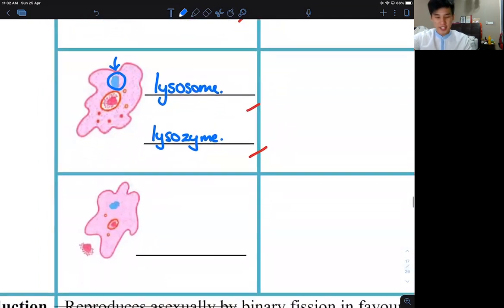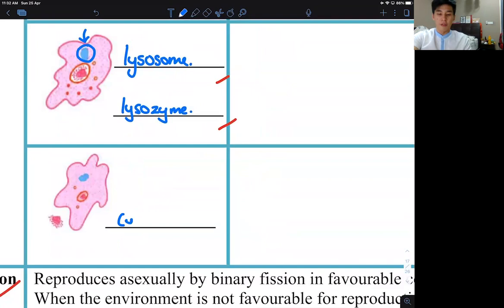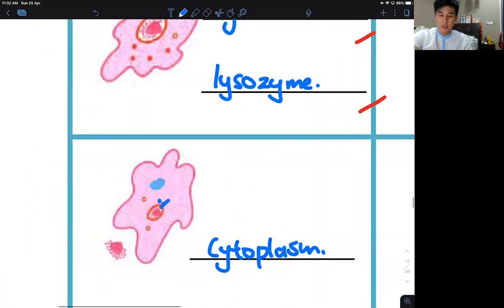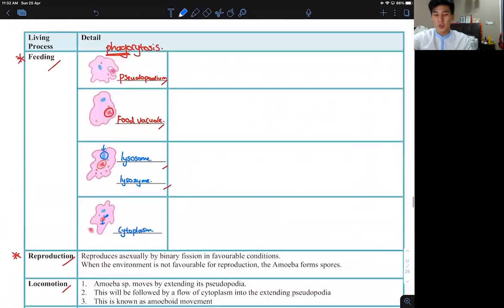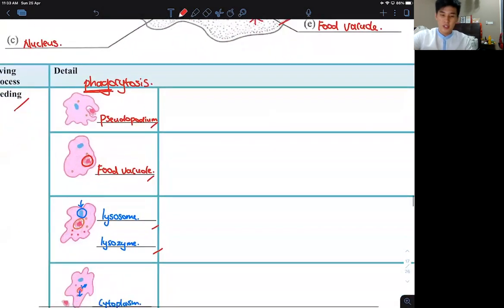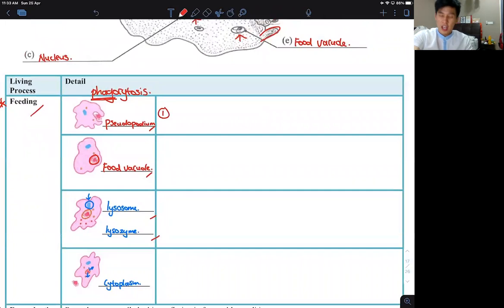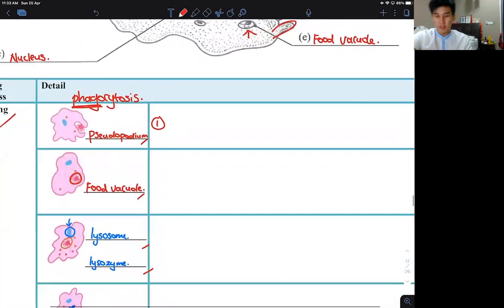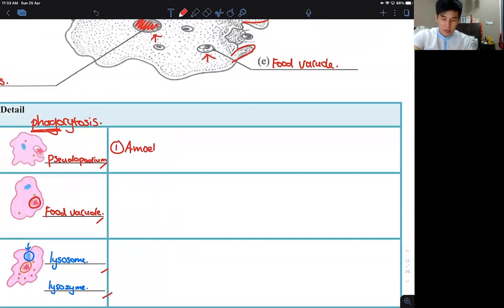Okay, and then finally, the last part, I will write it as cytoplasm, because the nutrients being digested from the food go into the cytoplasm. Can? Yeah. So here, let's write the points, the explanation. Number one, I use pseudopodium to eat food, right? So I can say the amoeba, sp., you write sp. because amoeba is a scientific name. So sp. stands for species, amoeba species. It extends the pseudopodia.